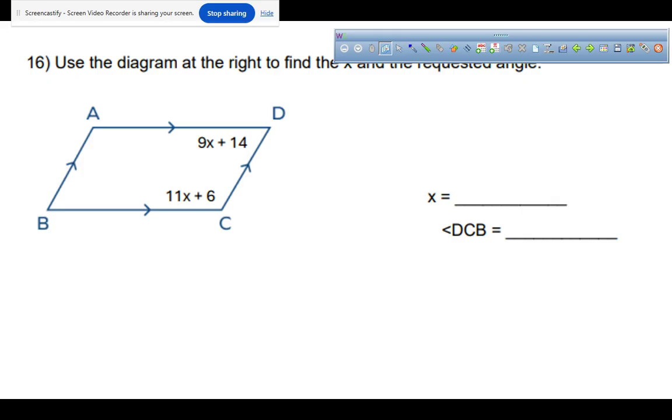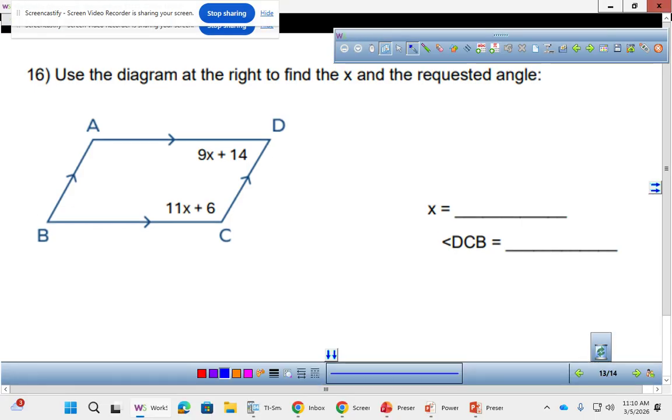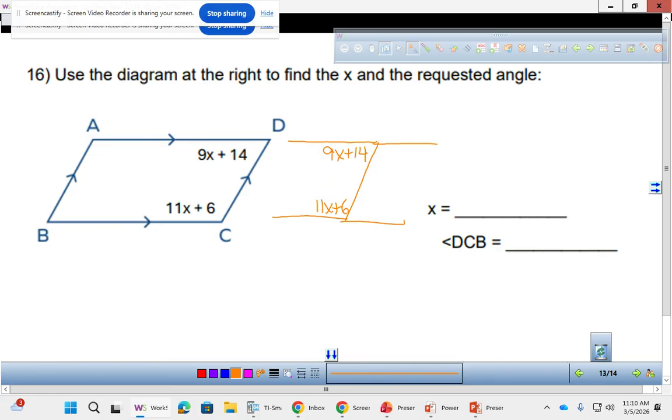Use the diagram at the right to find x and the requested angle. So when I see a picture like this, I like to redraw it because there's actually more to this picture than I need. This is the part of the picture that actually has information on it. That line over there, AB, doesn't give me anything. The other thing I like to do is extend these lines, because then it looks more similar to a transversal picture we're used to.